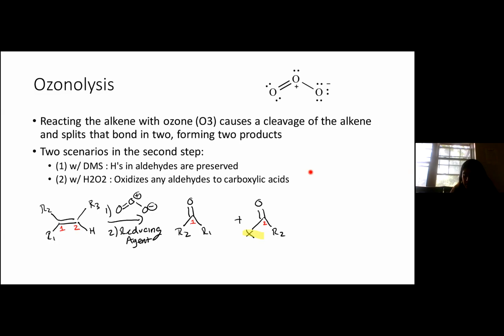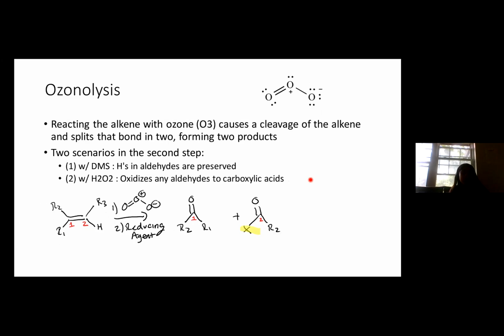Move on. So the last reaction we're going to talk about is ozonolysis. Ozonolysis is essentially when you have an alkene and it reacts with ozone. Ozone is this molecule right here, O3, so you can also see it right here. And this reaction causes the cleavage of the alkene. This alkene right here splits the bond in two and forms two products, as you can see here.